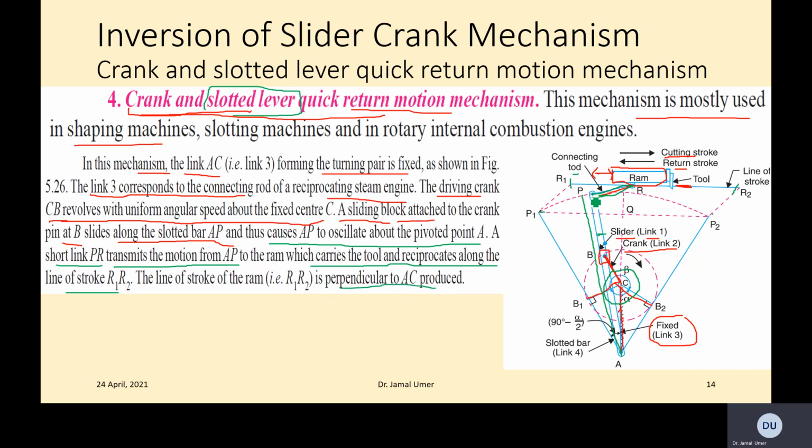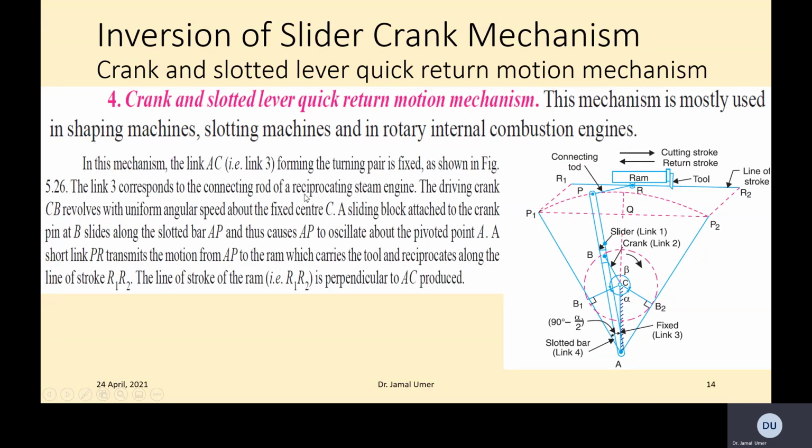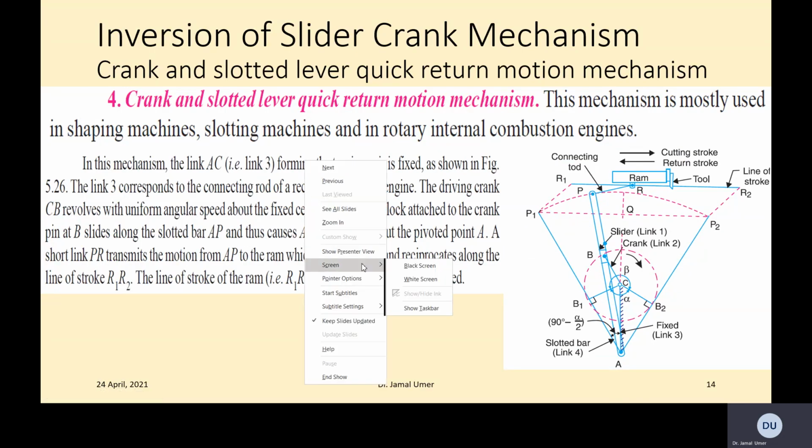The line of stroke of the RAM, R1 R2, is perpendicular to AC. So we got this AC. So this AC, the length, basically this R1, R2 is perpendicular to that. So this is the line of action of AC basically. So that's the explanation for this mechanism. Maybe we'll have some more on the next slide.